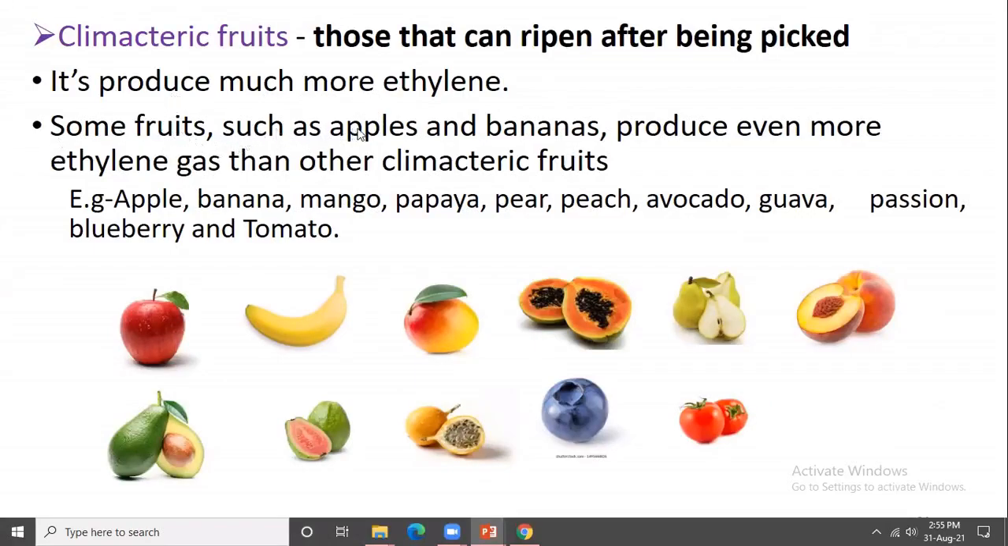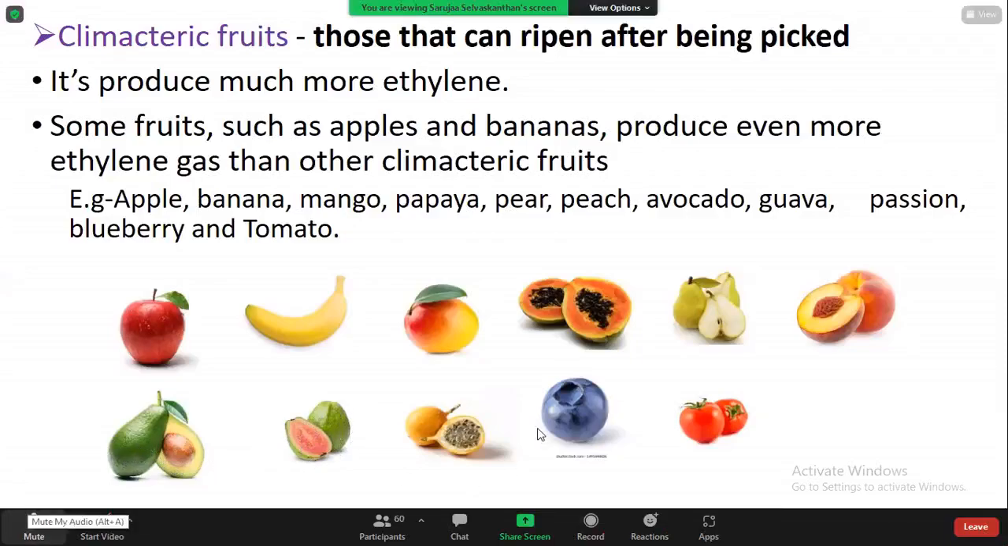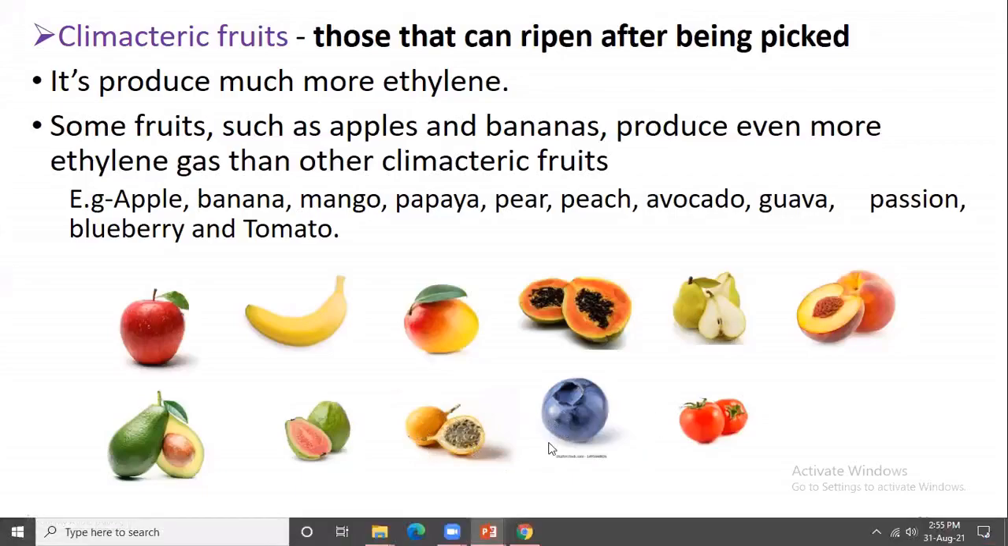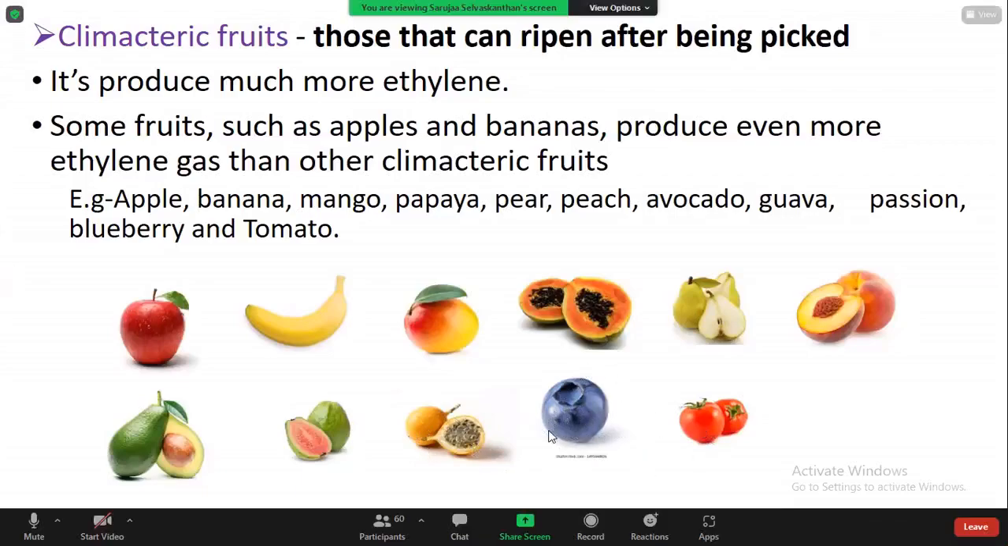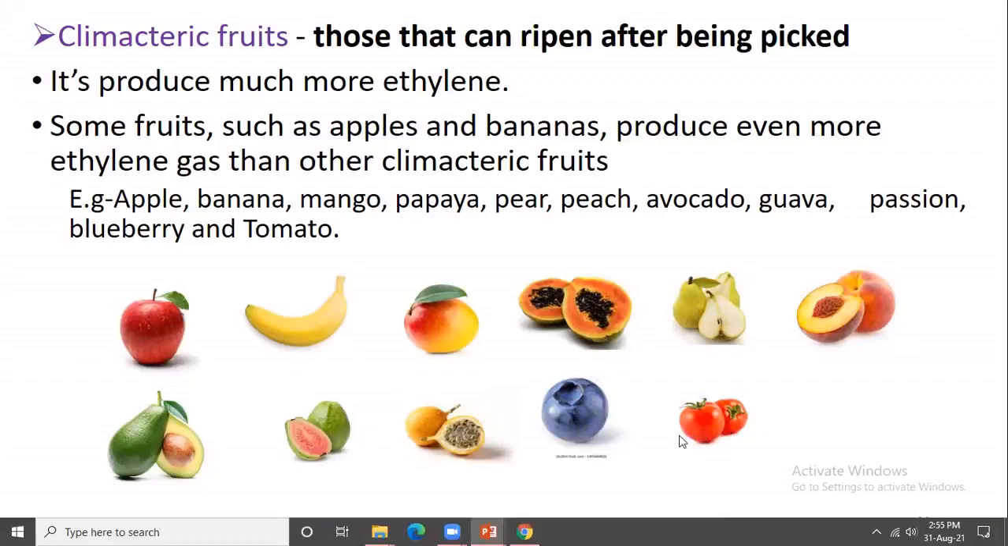Some fruits such as apple and banana are examples of climatic fruit. This one is apple, this one is banana, mango, papaya, pears, and this one avocado. This one is passion fruit. This one, blueberry, is available in the upcountry. This one is tomato. The other climatic fruits you can clearly understand.